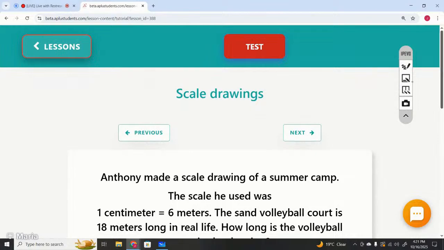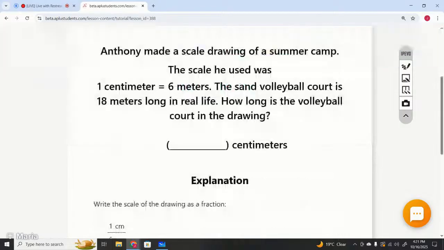Anthony made a scale drawing of a summer camp. The scale he used was 1 centimeter equals 6 meters. The sand volleyball court is 18 meters long in real life. How long is the volleyball court in the drawing? So we are given 1 centimeter equals 6 meters, right?